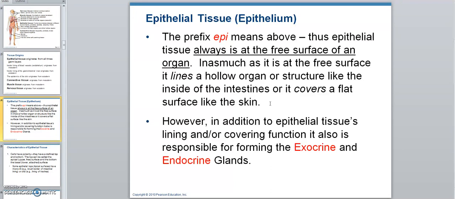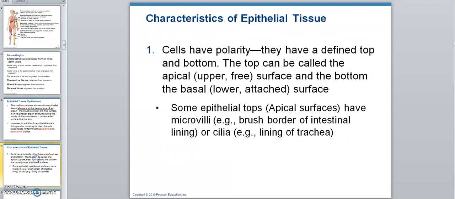However, epithelial tissue is also responsible for making the glands. Glands secrete. We have exocrine glands and endocrine glands. We'll talk about exocrine glands and endocrine glands. So epithelial tissue will do this, but it also does the glands we'll talk about briefly. Okay. The first thing we want to talk about are what are the characteristics of epithelial tissue.